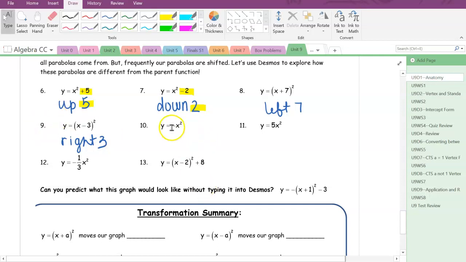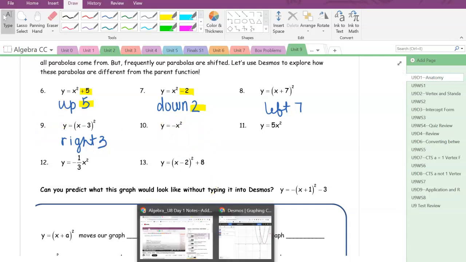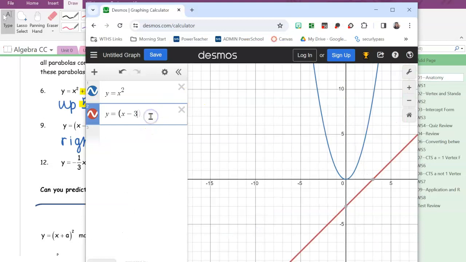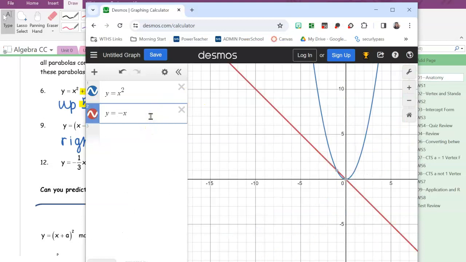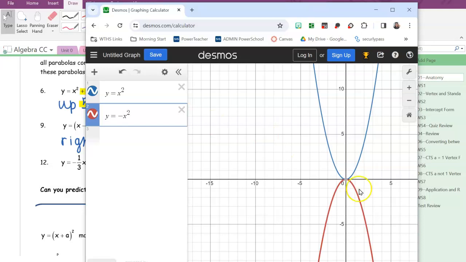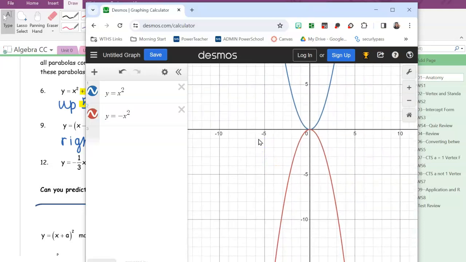All right, so now let's try putting a negative in front. Maybe you have an idea of what that does. It, in fact, reflects our parabola over the x-axis. Or you can say it flips it over.